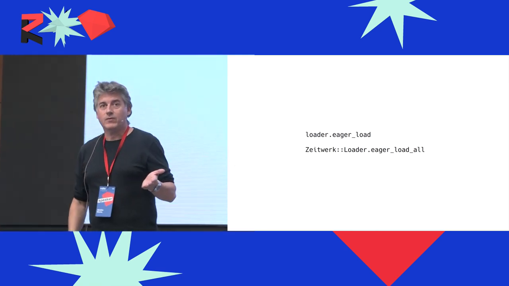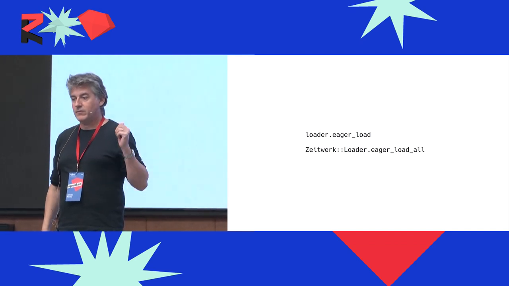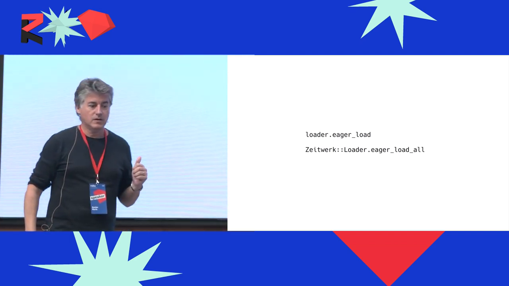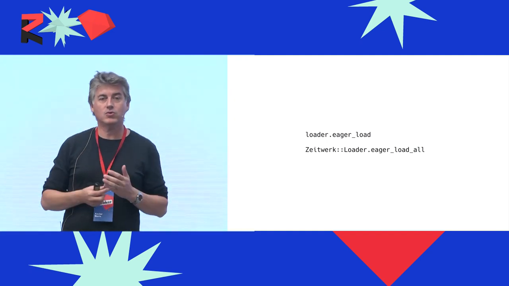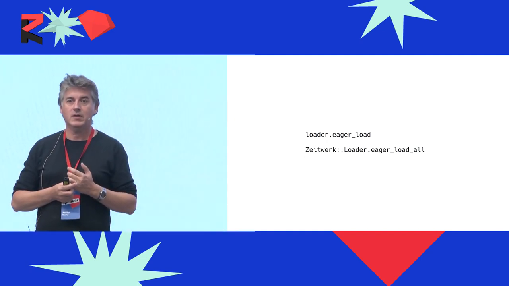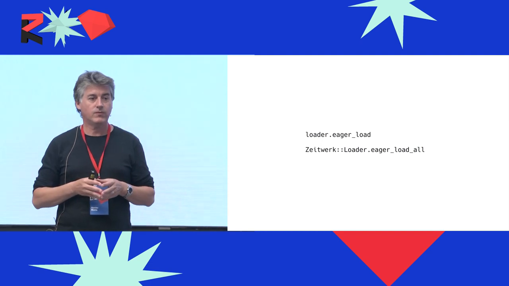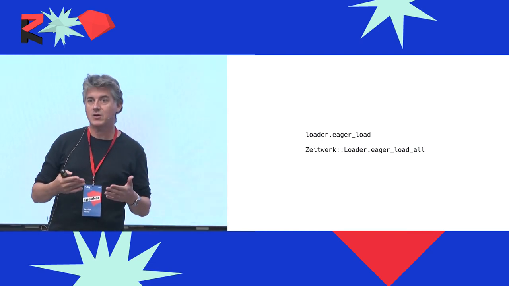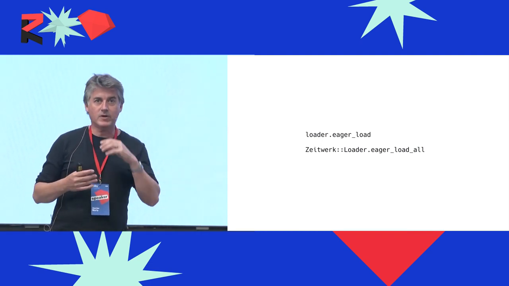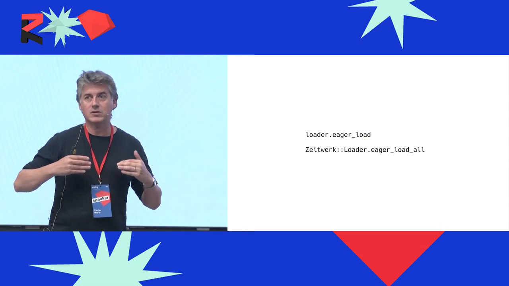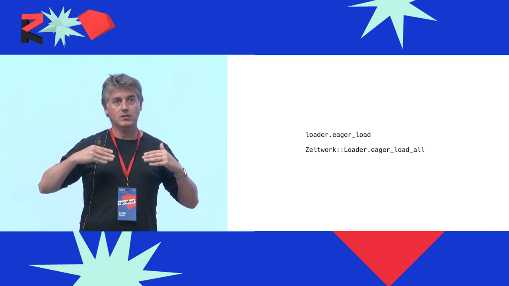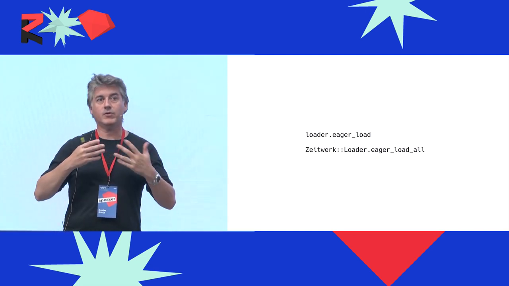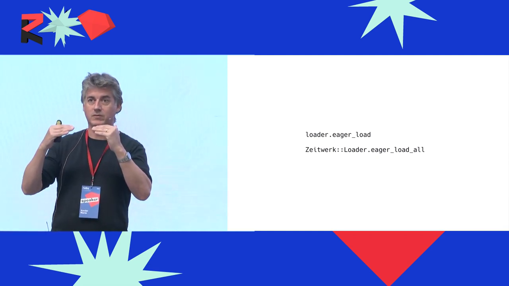This is the API for eager loading. The first one is the instance method, but there's a global way to eager load everything. And this one is thought for services like Rails applications, where in production you normally want to load into the virtual machine as much as possible on boot, okay? Normally, by default, in production mode, you eager load the application, right?